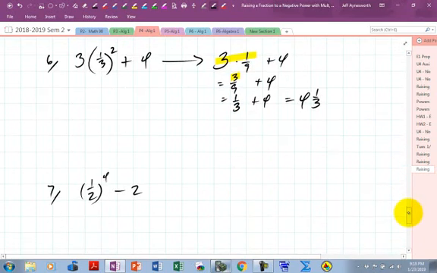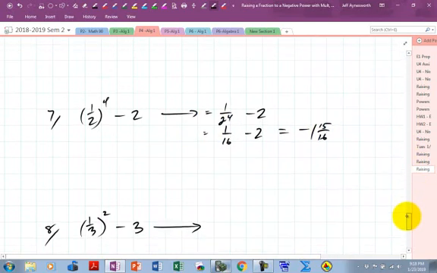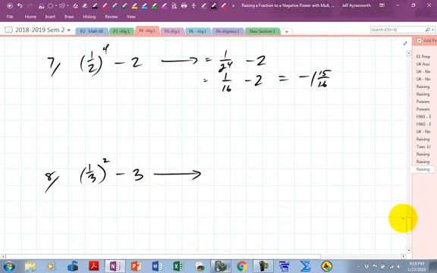All right, try the next one. All right, now this one is 1 divided by 2 to the 4th minus 2. This is 1/16 minus 2, or negative 1 15/16. All right, go for it. Number 8.